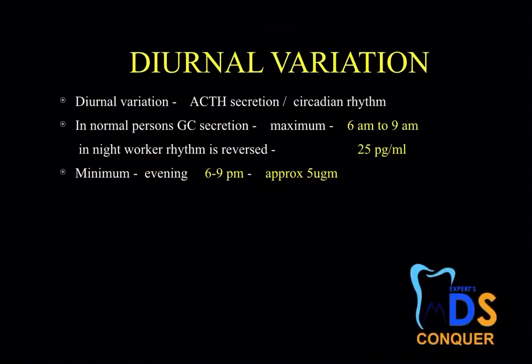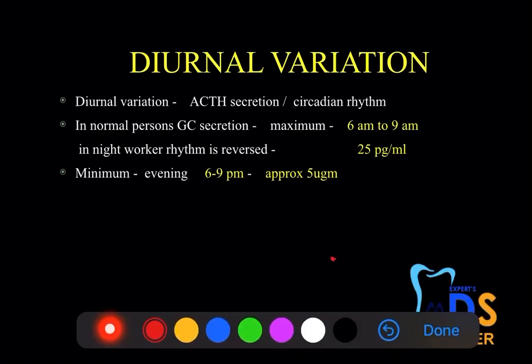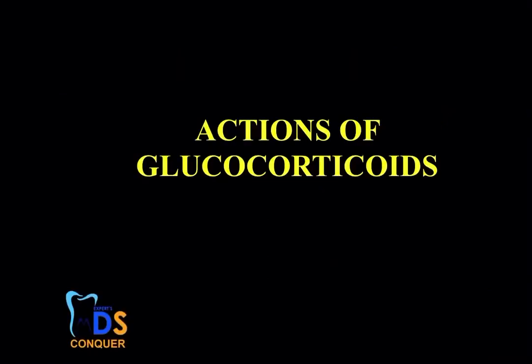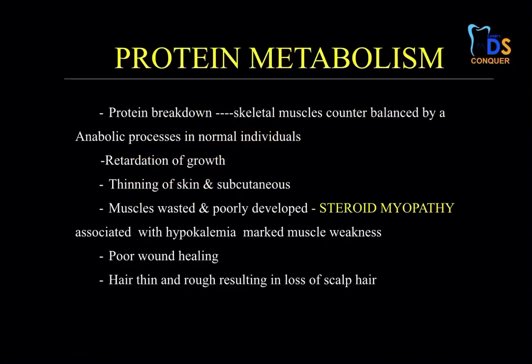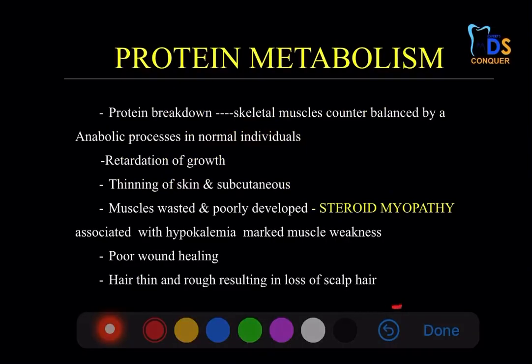Next, the diurnal variation. Usually it is maximum in the morning hours, between 6 a.m. to 9 a.m. Again for night shift persons, it's opposite. It's minimum in the evening hours. Now the actions of these glucocorticoids: you have to write the individual actions. Protein metabolism, it is actually for the protein breakdown.